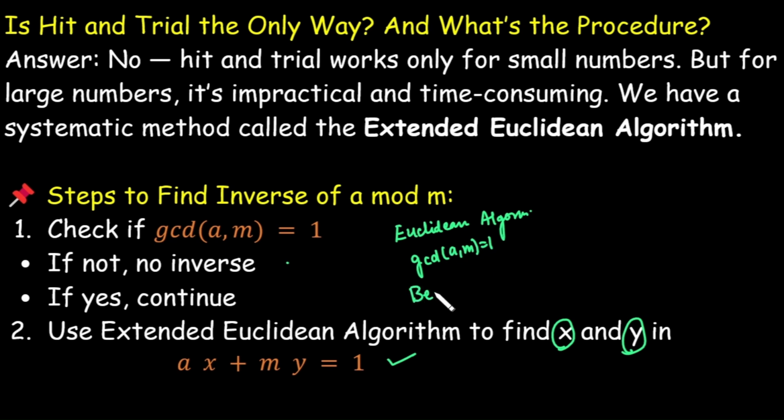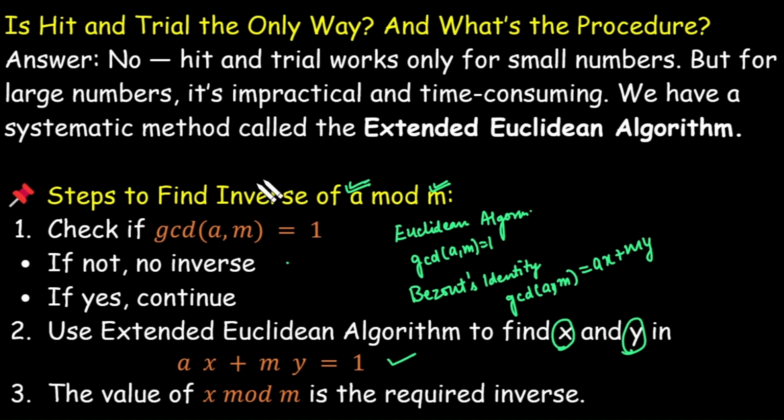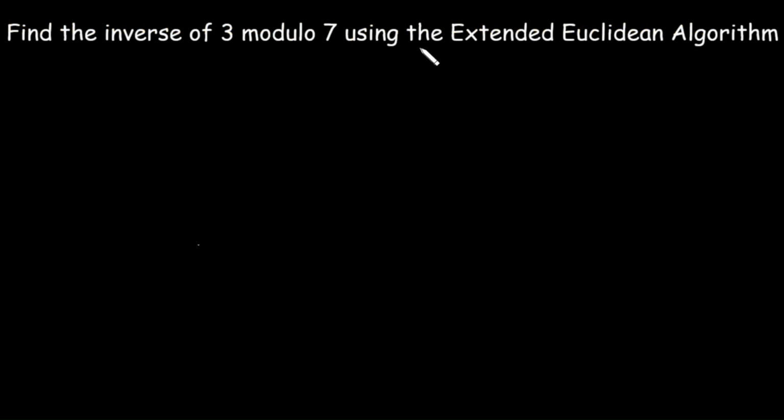After that, we are applying Bezout's identity: the GCD of two numbers can be expressed as a linear combination. So GCD is 1, so we can say that ax plus my is equal to 1. Whatever x we are getting in this case is the final inverse of the given number a with respect to mod m. Let's see an example of how we can find the modulo inverse with the help of this procedure. Find the inverse of 3 modulo 7 using the extended Euclidean algorithm.